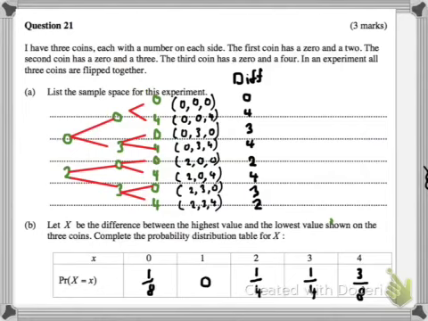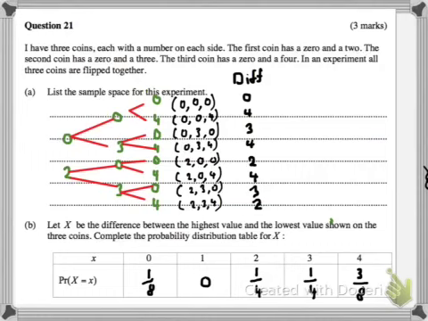Okay, so the tree diagram is a good one for this one. And notice I've preempted something here and looked at the next question. I've actually worked out a thing called the difference here, but we'll get back to that in a sec. But the sample space is simply that tree diagram there. Alright, let X be the difference between the highest value and the lowest value shown on the 3 coins. Complete the probability table for X.